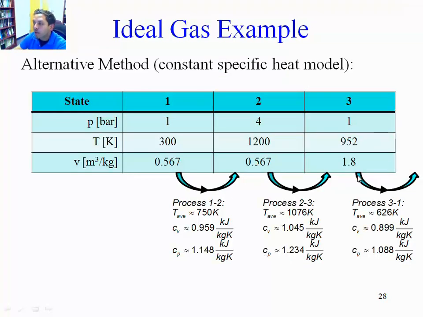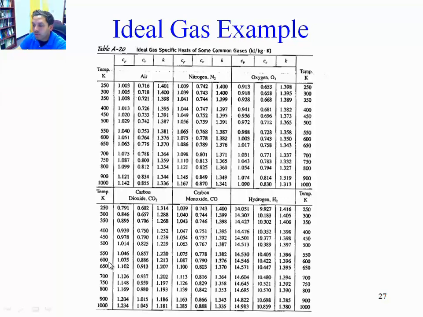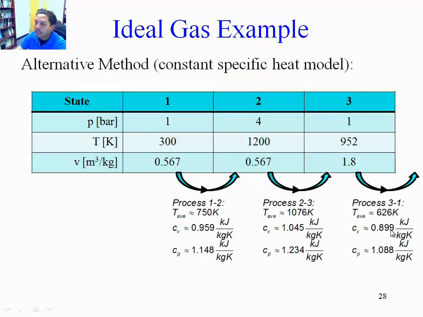And in the final process, the process that goes from 3 to 1, temperature goes from 952 to 300. That means an average temperature of about 626. We have to go to that table at 626. Obviously, there's not an entry for 626, so we pretty much do an eyeball calculation or interpolation between these two values. I would say this is about 0.9 in between here, and this is about 1.09 in between those two. So I wrote 0.899 for Cv and 1.088 for Cp. What do I do with these things?